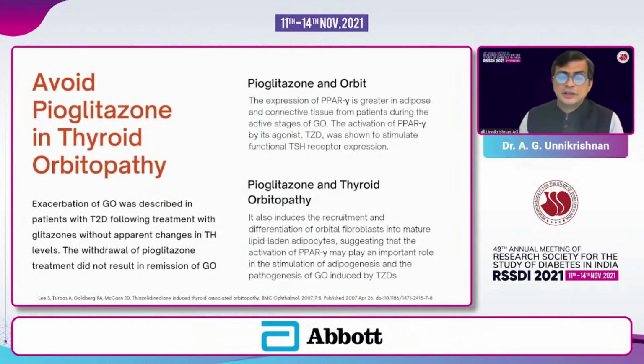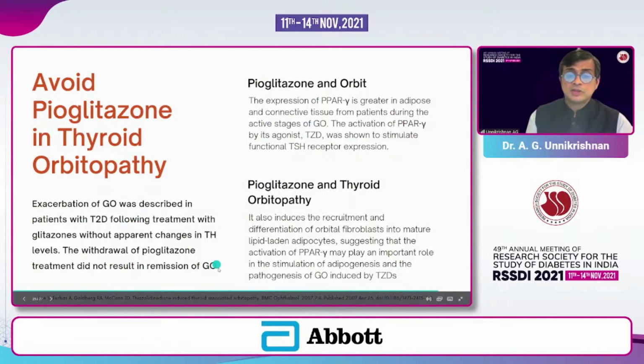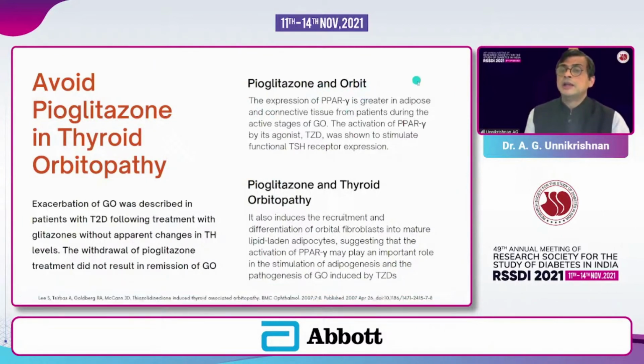Now, this is another study which described pioglitazone addition to patients with thyroid-associated orbitopathy. We know that Graves' hyperthyroidism affects the eye, and in this study, when type 2 diabetes subjects with Graves' disease were given pioglitazone, there was an exacerbation of thyroid-associated orbitopathy, or Graves' orbitopathy. But when they withdrew the pioglitazone, the Graves' orbitopathy did not remit. Why does this happen? This happens because the expression of PPAR gamma is very high in the adipose tissue and connective tissue of the orbit.